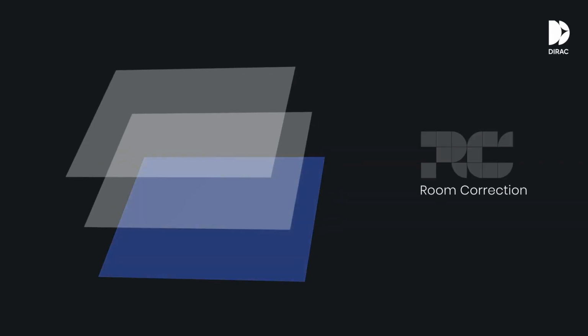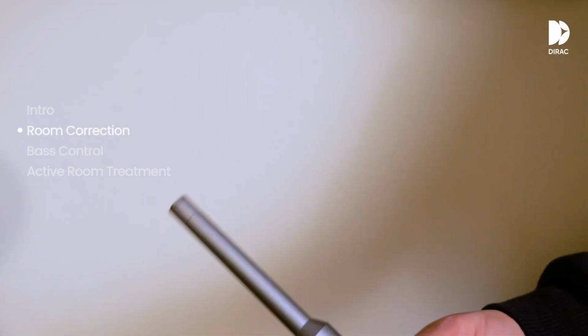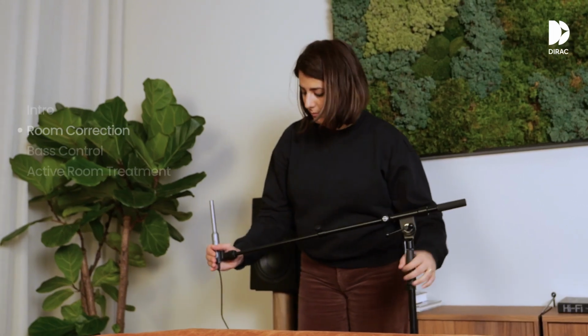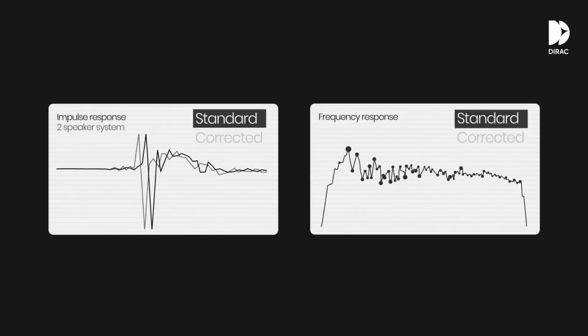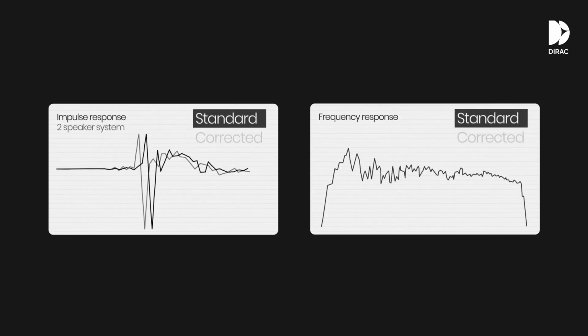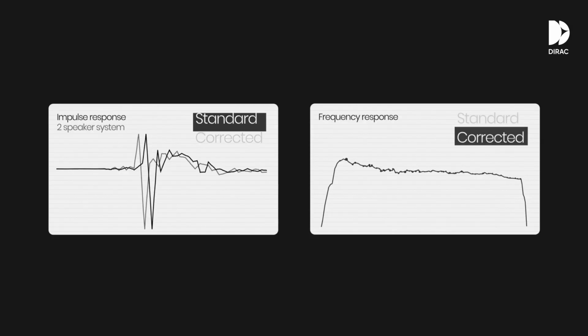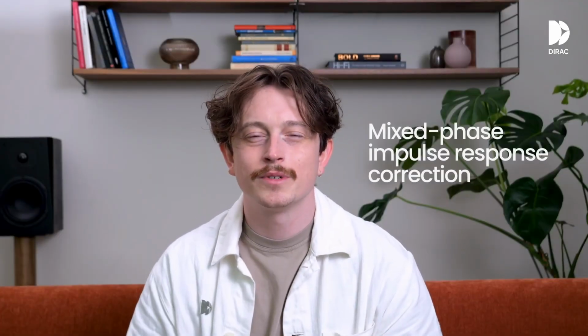Dirac Live room correction. This is the foundation. Now, using a microphone, Dirac Live takes a series of acoustic measurements of your speakers in your room. It then does some calculations to align both the time and the frequency response for each speaker. You can be sure the sound arriving to you is accurate, and then make adjustments based on your personal taste. This approach uses something called mixed phase impulse response correction. But don't worry about the maths, just know it helps restore clarity, detail, and a precise soundstage.